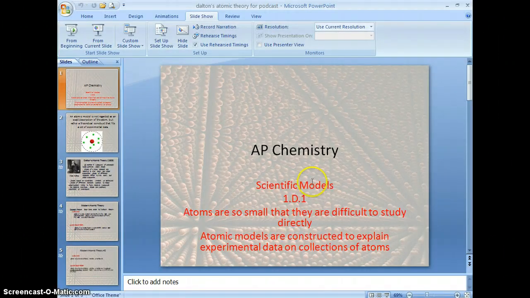All right, so we see that Dalton's ideas were very revolutionary for his time, and they were the basis upon which all other models of the atom were built after him. So they're very important to the world of chemistry.